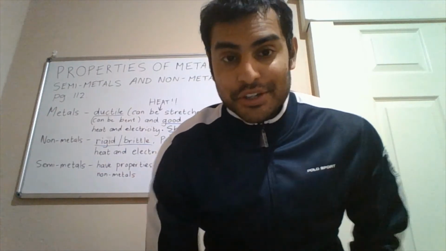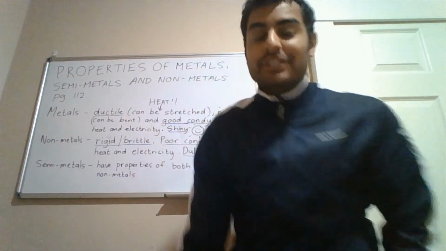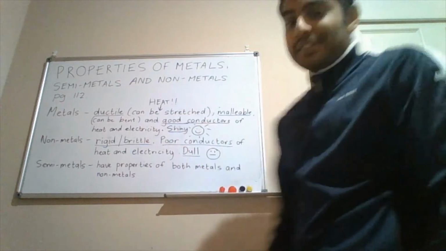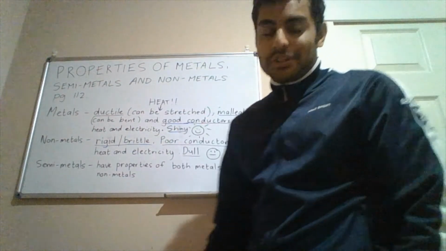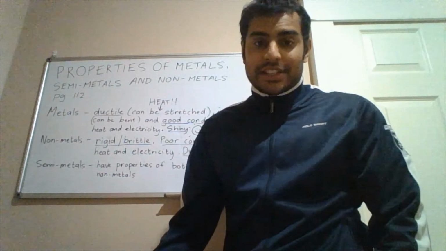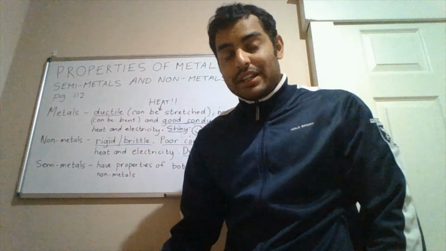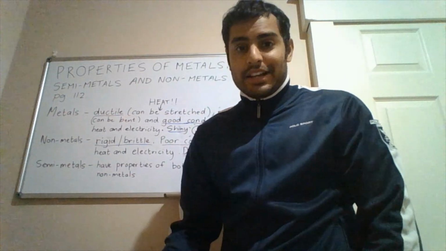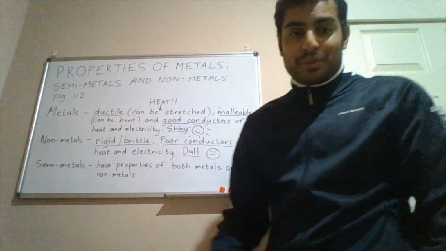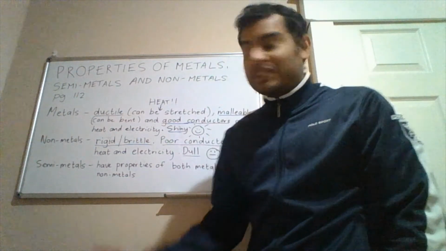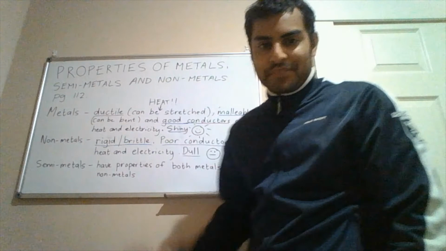And today we'll be going over quite an easy section, properties of metals, semi-metals and non-metals. This can be found on page 112 of the textbook. So this section being really easy, you can just read through it quite nicely, and you don't even really need me, I think, to explain things. But what I've done here is made a short summary of everything.